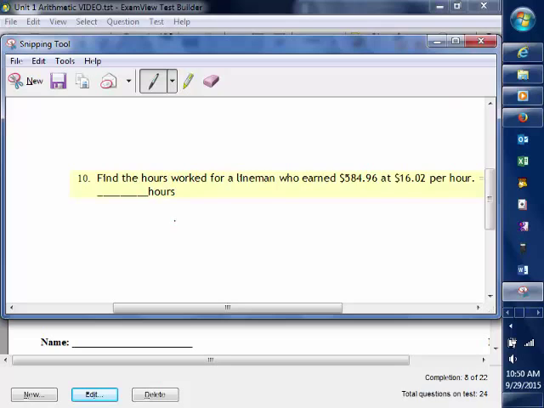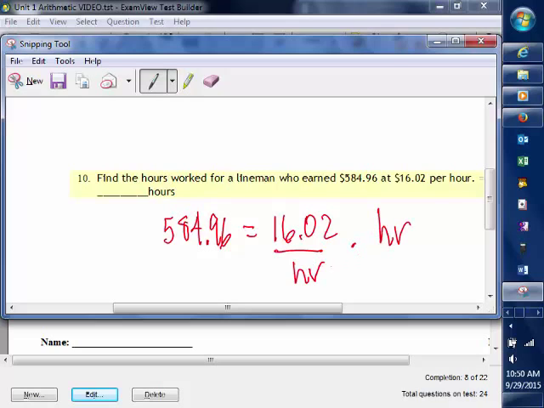We know that we have 584.96 is the rate per hour, 16.02 per hour, times the number of hours. So we're just going to have to divide both sides by 16.02, and that'll make this a 1 on this side.